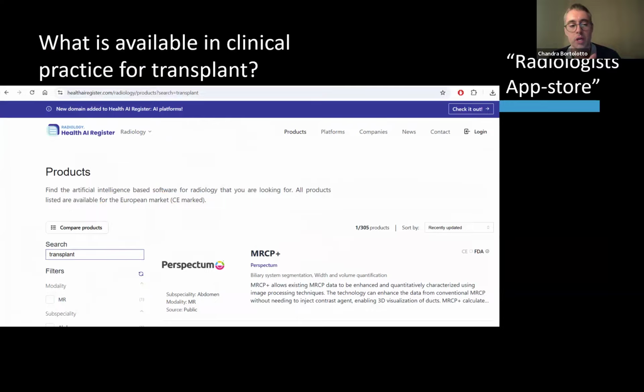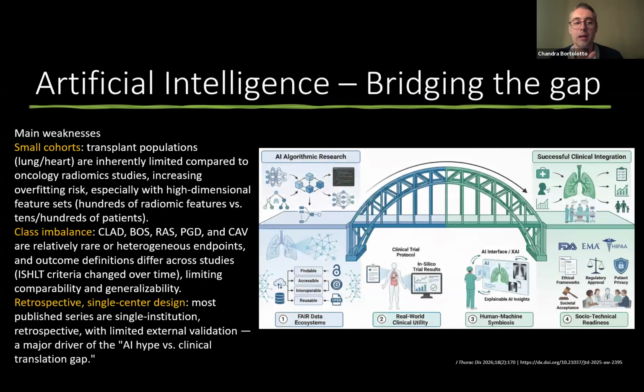What's available for transplant? Nothing, or at least one tool which works on liver transplant. So there's nothing for the chest, there's nothing for the cardiac, there's nothing for the lung. Why? Because we need to bridge the gap. We usually work as radiologists in the lung transplant field with small cohorts, smaller than what we are used to working with in other areas. We have a severe class imbalance because we work with relatively rare and complex outcome definitions.